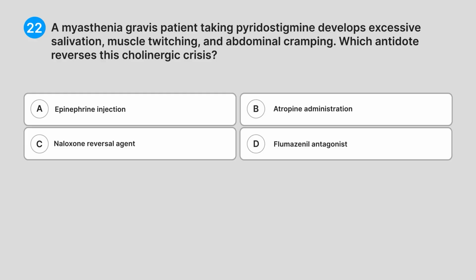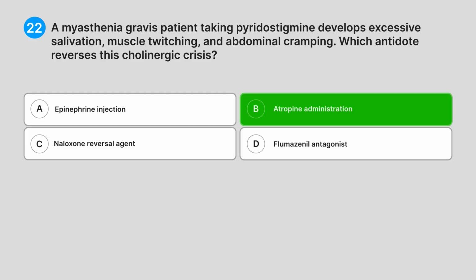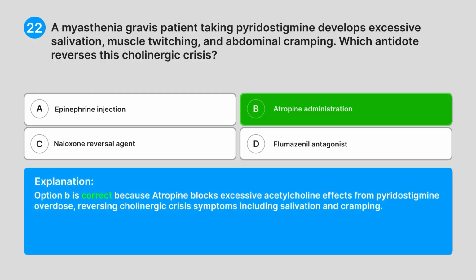Correct answer. B. Atropine administration. Explanation. Option B is correct because atropine blocks excessive acetylcholine effects from pyridostigmine overdose, reversing cholinergic crisis symptoms, including salivation and cramping.